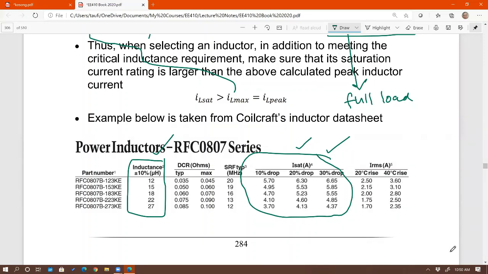Any questions? What are those numbers under like the 5.7, the 4.95? Are those in amperes? Yeah, these are all amps. See, that's the unit, amps right there.